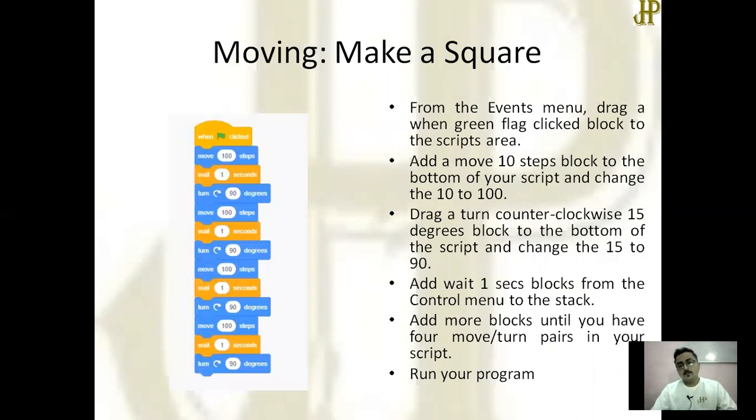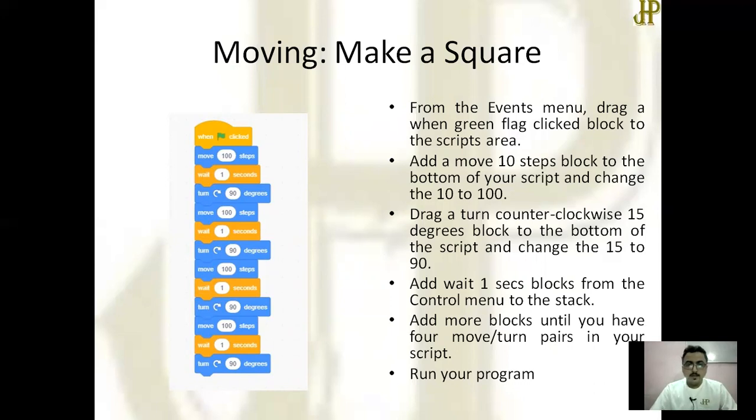Now, the first thing we will try is to move the sprite, or you can say the cat, either forward, backward, downward, upward. So I have taken a small program on how to make a square with the help of the cat.